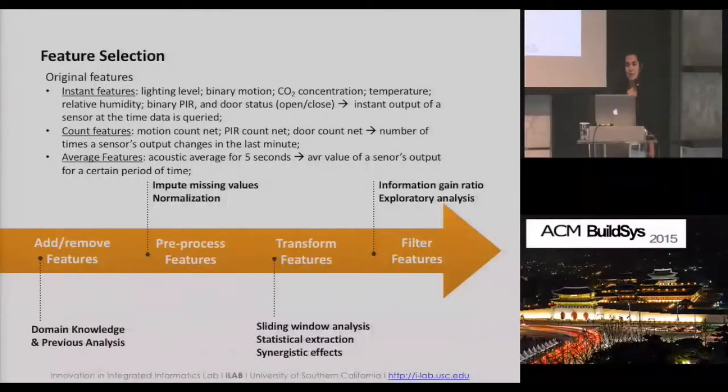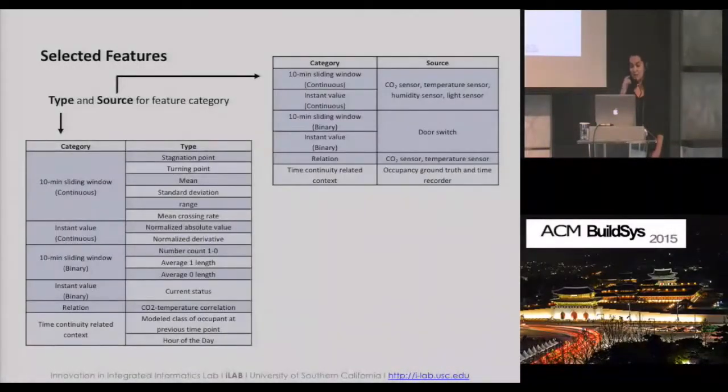And then we realized that 15, I think I'm going to talk about that, but we have done some exploratory studies to decide on the final list. So these are the types and the sources of different features that we have used.